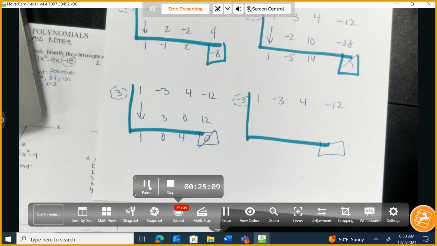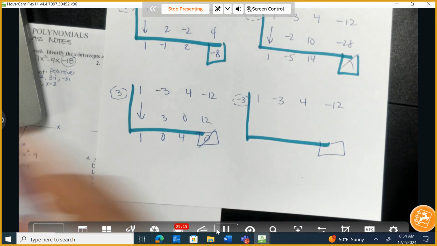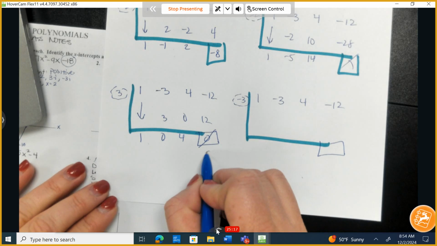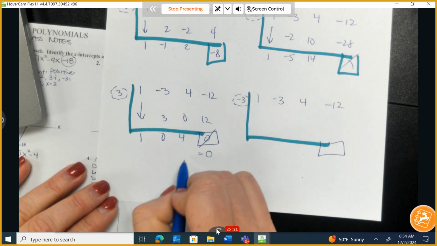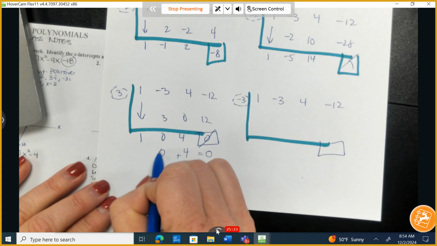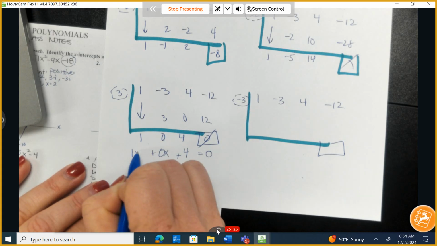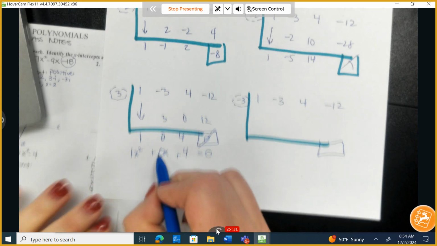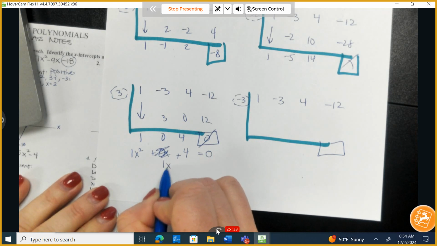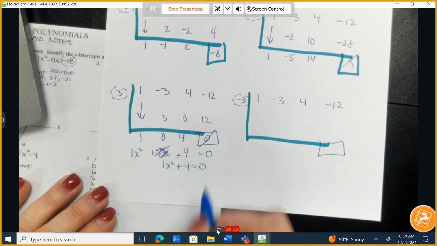I have 4 solutions. When I get down to this part, it's going to become pretty easy. So how is this easy? I want us to write this as an equation. 0 equals, remember it goes backwards, no x, 1x, 2x. What's 0 times x? 0. So 1x squared plus 4 equals 0.